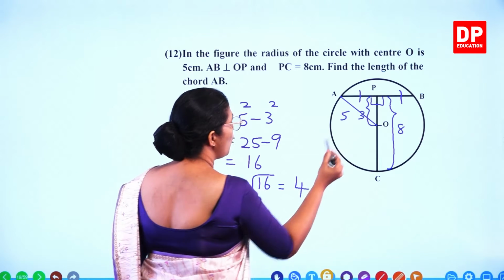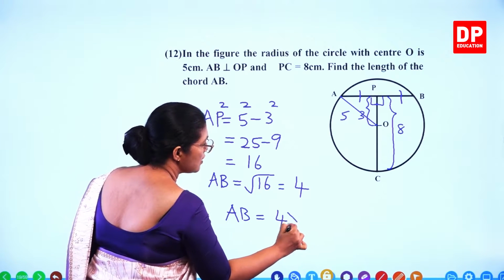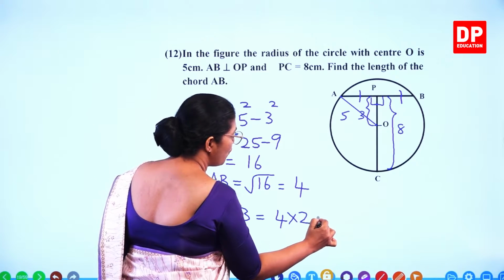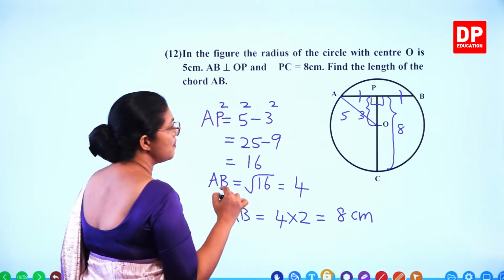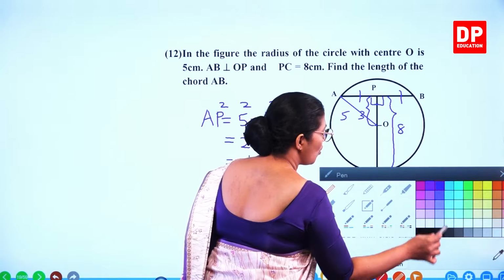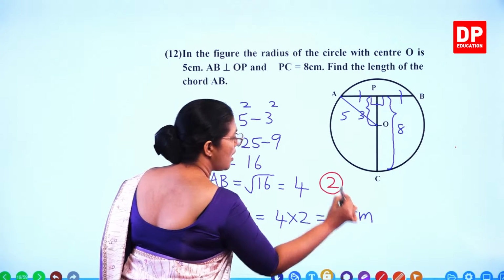Now if this is 4, what is the chord length? You just multiply by 2 because P is the midpoint of AB. So that's 8 centimeters is the length of the chord. So you get 2 marks for that.